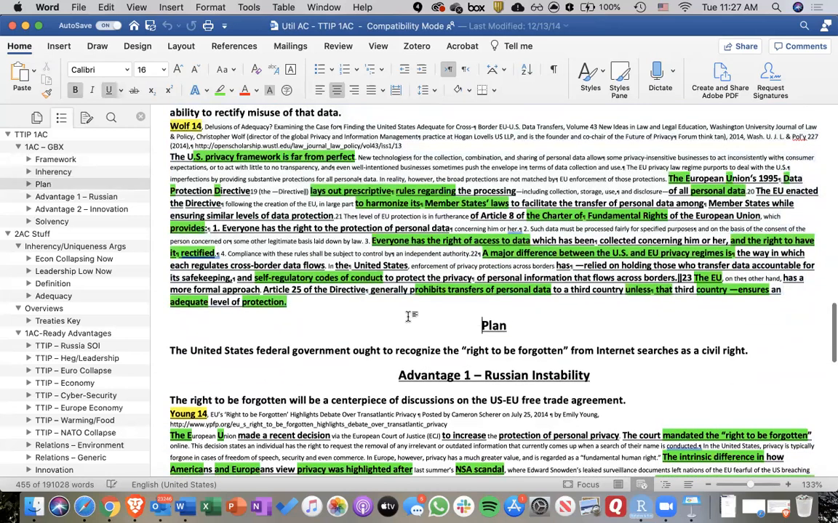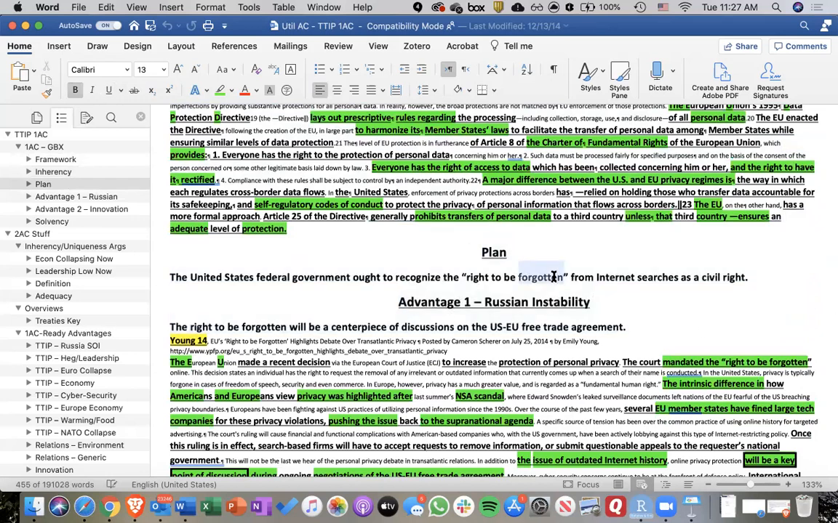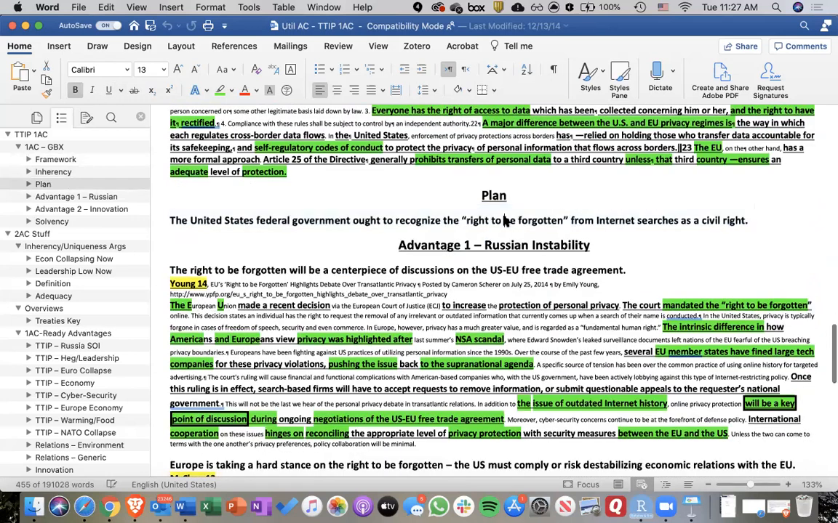Here we have the plan, which is just the advocacy. To be honest, I forgot the exact text of the resolution, but this is a little bit more specific than if the resolution was just that the United States ought to recognize the right to be forgotten from internet searches. It's fairly common to add a phrase at the end, and this affirmative seems to have added the phrase as a civil right, because potentially there are different rights. You could have a human right, a civil right, all those kinds of things. So that is specified here.